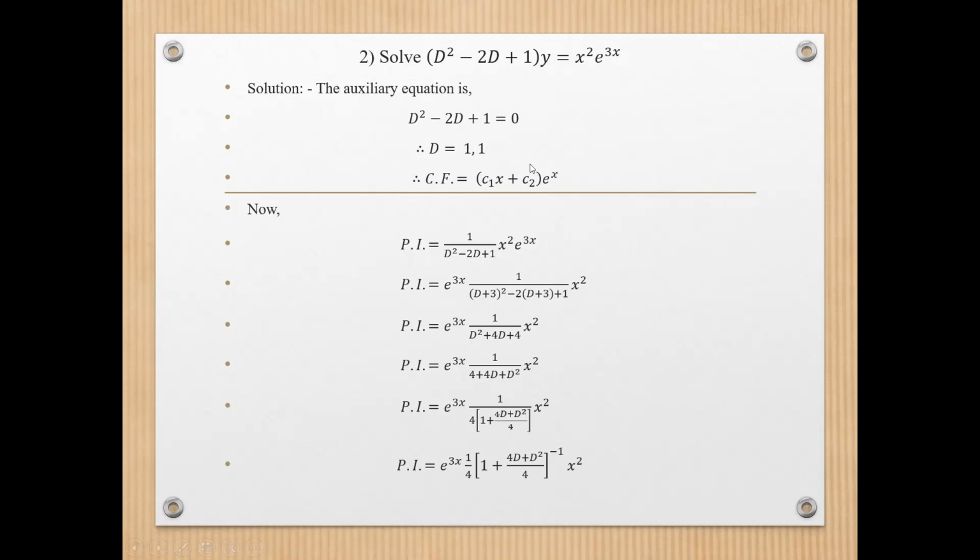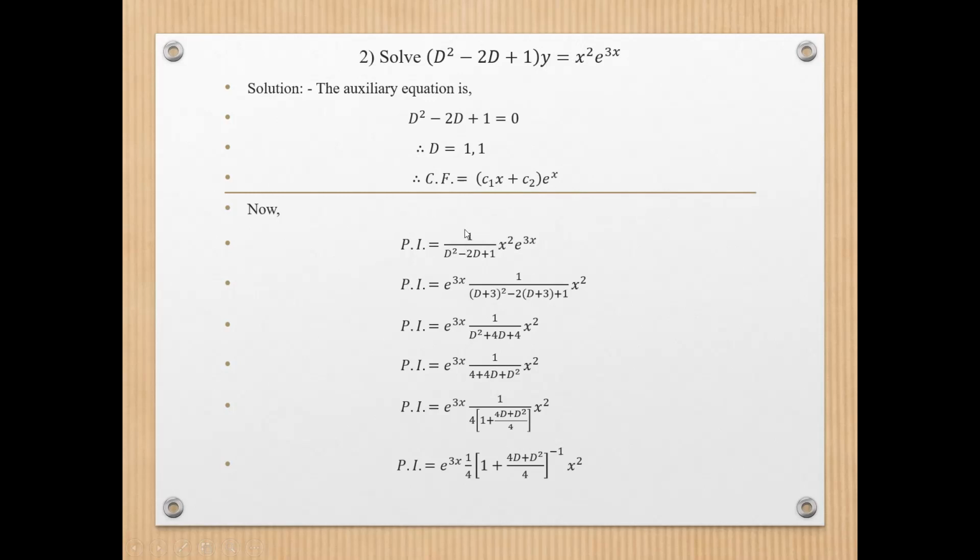Corresponding to this repeated root, the complementary function is c1x plus c2 into e raised to x. This can be written in another way as c1 plus c2x into e raised to x. This is the complementary function related to this auxiliary equation or this linear differential equation. Now, the next part we have to do. The next part is the particular integral.